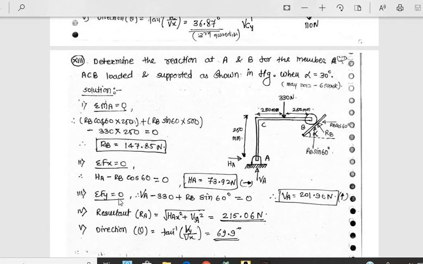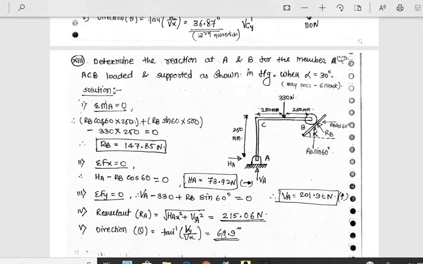Now summation Fy is equal to 0. VA minus 330 plus RB sin 60 is equal to 0. Therefore VA is equal to 201.96 Newton. It is positive. Now resultant reaction, square root of HA square plus VA square, that is 215.06 Newton, and its direction theta is tan inverse of vertical by horizontal, that is VA by HA. Okay, so it becomes 69.90.